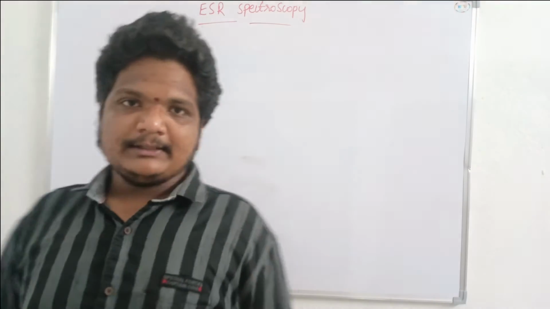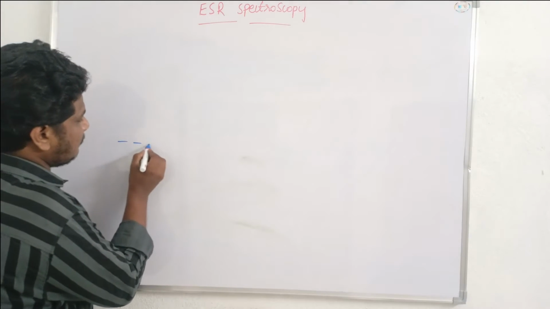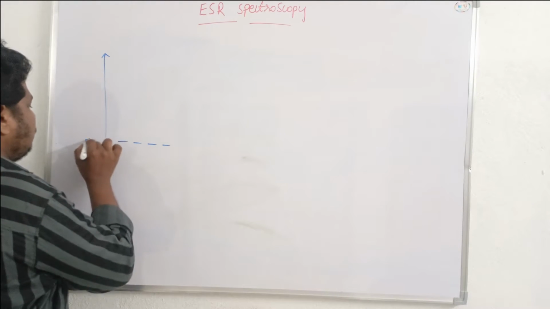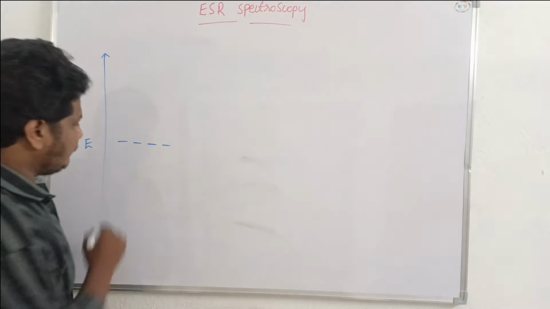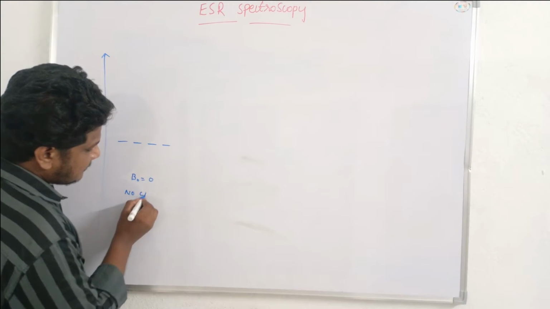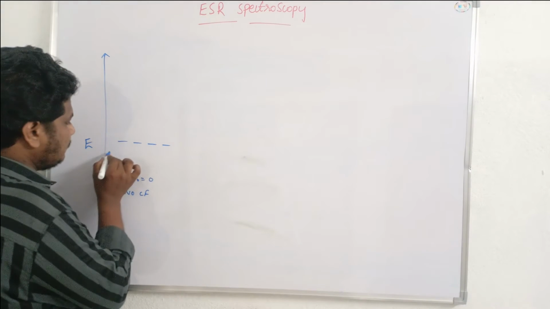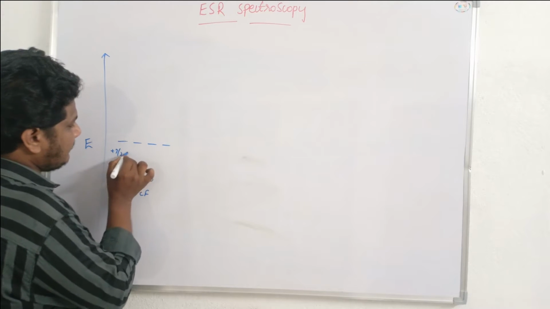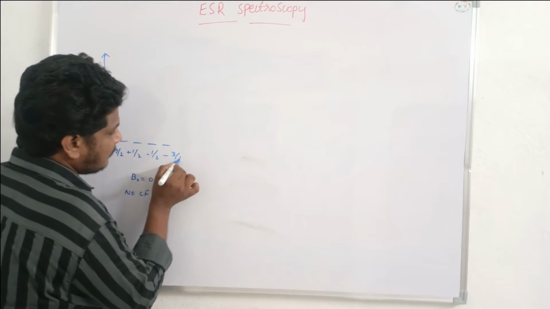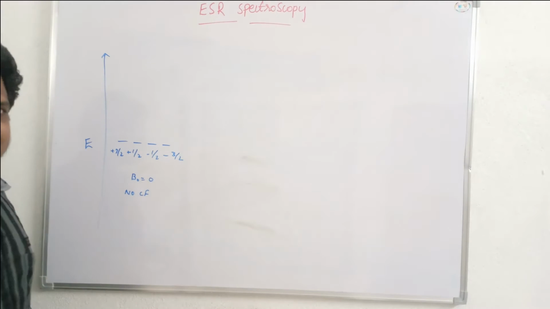Now in the case of this d3 system, we have four energy levels of these spin states. This is the energy line. In the absence of an external magnetic field, it means B naught is equal to 0, with no crystal field splitting. So these are the four energy levels: plus 3/2, plus 1/2, minus 1/2 and minus 3/2, which we can observe in the case of the d3 system.